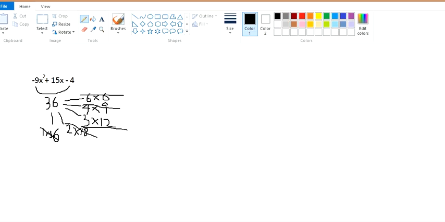Alright, so now that we have the two factors of the c value, we can now split the middle. We are going to do the exact same thing as we did with the last example. We are going to split 15x into 3x plus 12x minus 4. Alright, and now we do the same thing as we did last time.